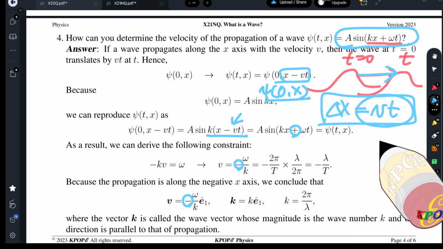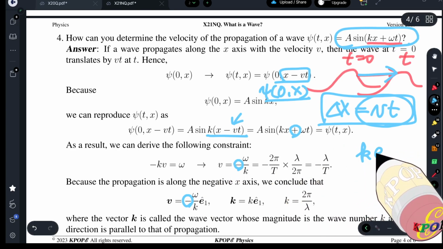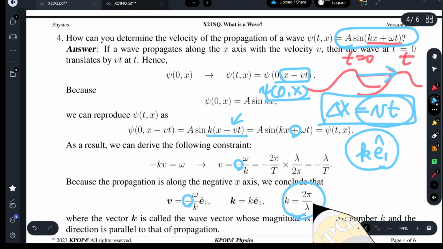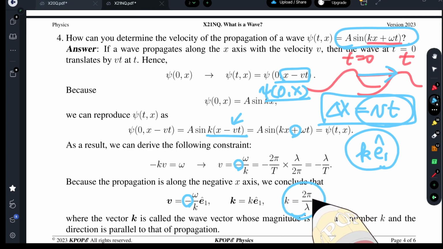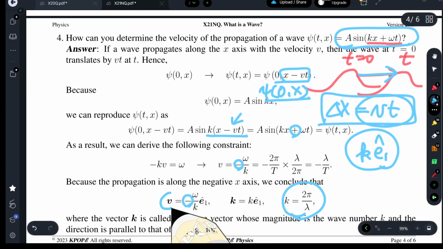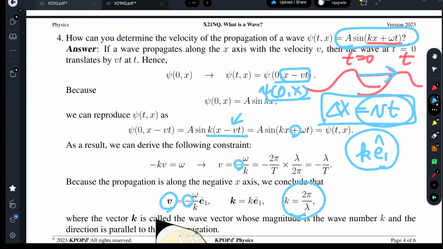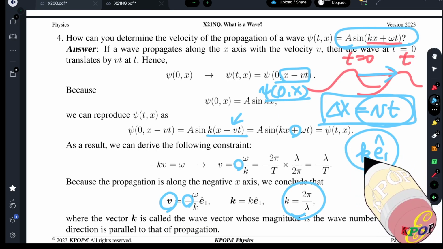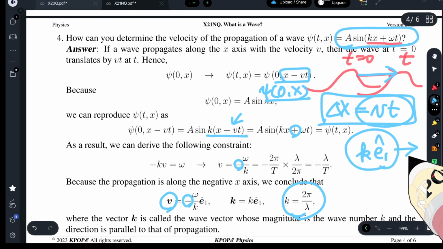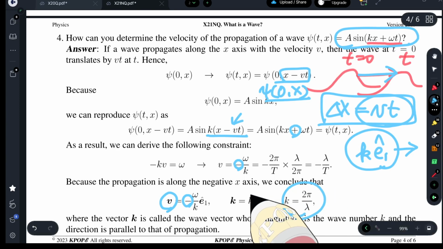So the wave vector is k e1 hat, and the magnitude of the wave number is k, that is 2 pi over lambda, which is positive definite. And the frequency is also positive definite. However, the velocity of the propagation of this wave is opposite to the wave vector that is heading forward to the positive x-axis.